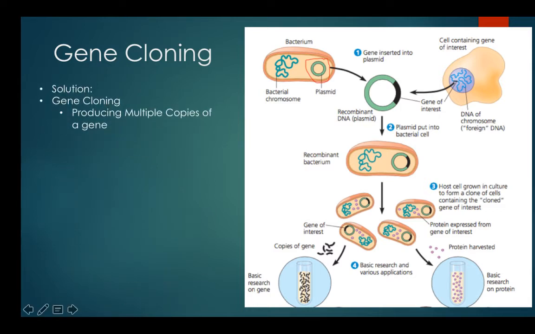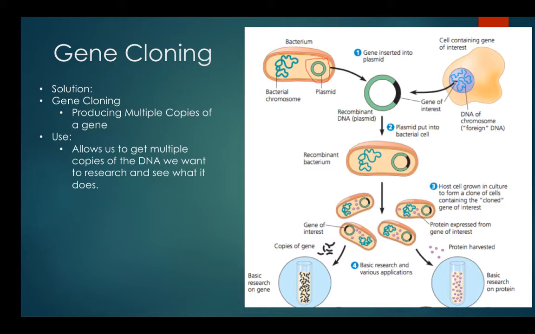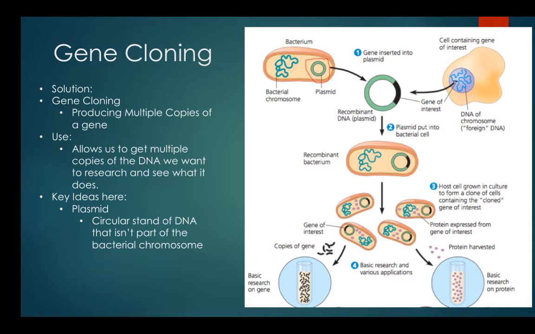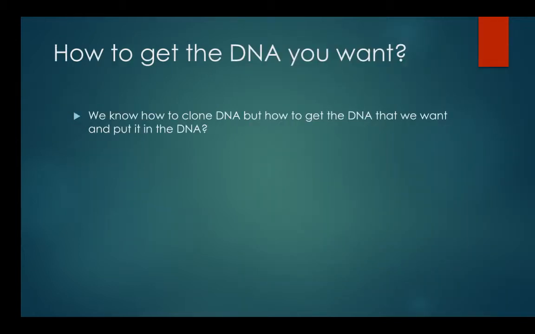Some key terms you have to know here, guys. This whole process is called gene cloning, and it's basically producing multiple copies of a gene. It allows us to get multiple copies of DNA, and that will let us actually research and figure out what it does within an organism. A key idea you have to know, and we covered this earlier, is a plasmid. You must know that the DNA in this case is being inserted via a plasmid. It's not actually part of the bacterial chromosome, it's just a small segment of DNA that we are inserting into the bacteria. So then the question comes down to, how do you get the DNA that you want?